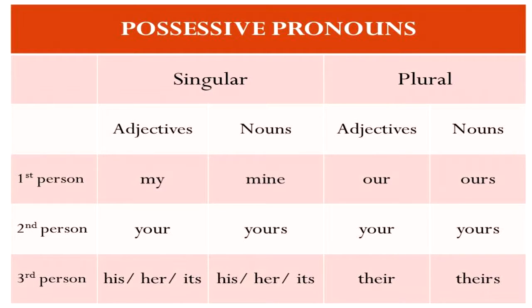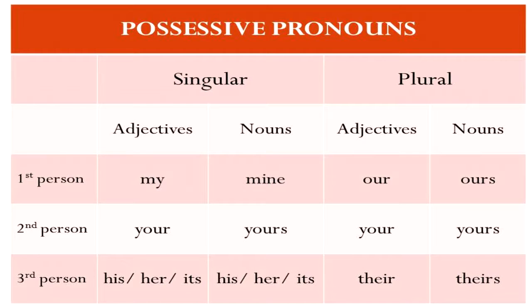In the first person, you use the adjective my and the noun mine for singular. For plural, you use our and ours. For second person, your and yours in singular, and the same goes for its plural form. Whereas in the third person, his, her, or its are used in the singular form. In its plural form, you use their and theirs for the third person possessive pronoun.